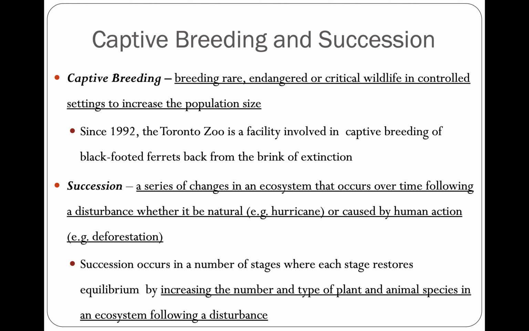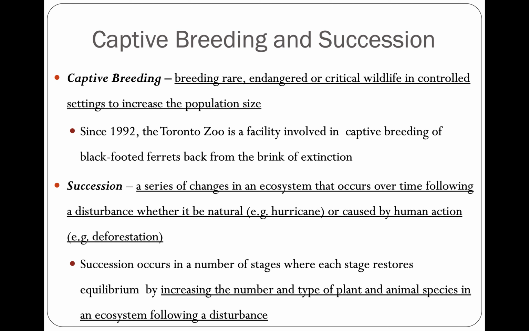So there's some controversy, I think, around captive breeding, depending on what it is, but for endangered species, it can be a beneficial thing because you can get the numbers up and then hopefully reintroduce them into the wild. Now, this concept of succession, I talked about a little bit. We don't cover it in too much detail, but it is very interesting.